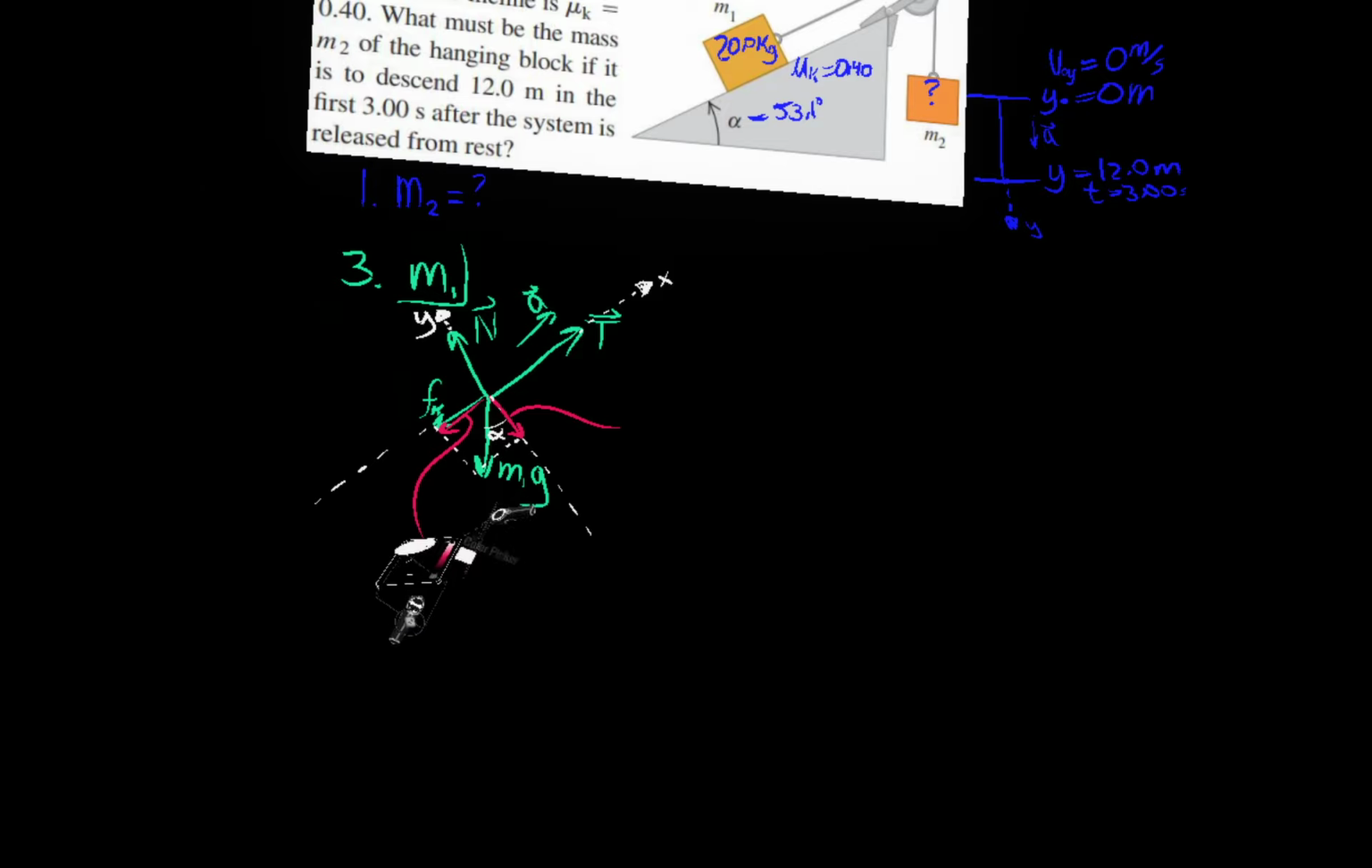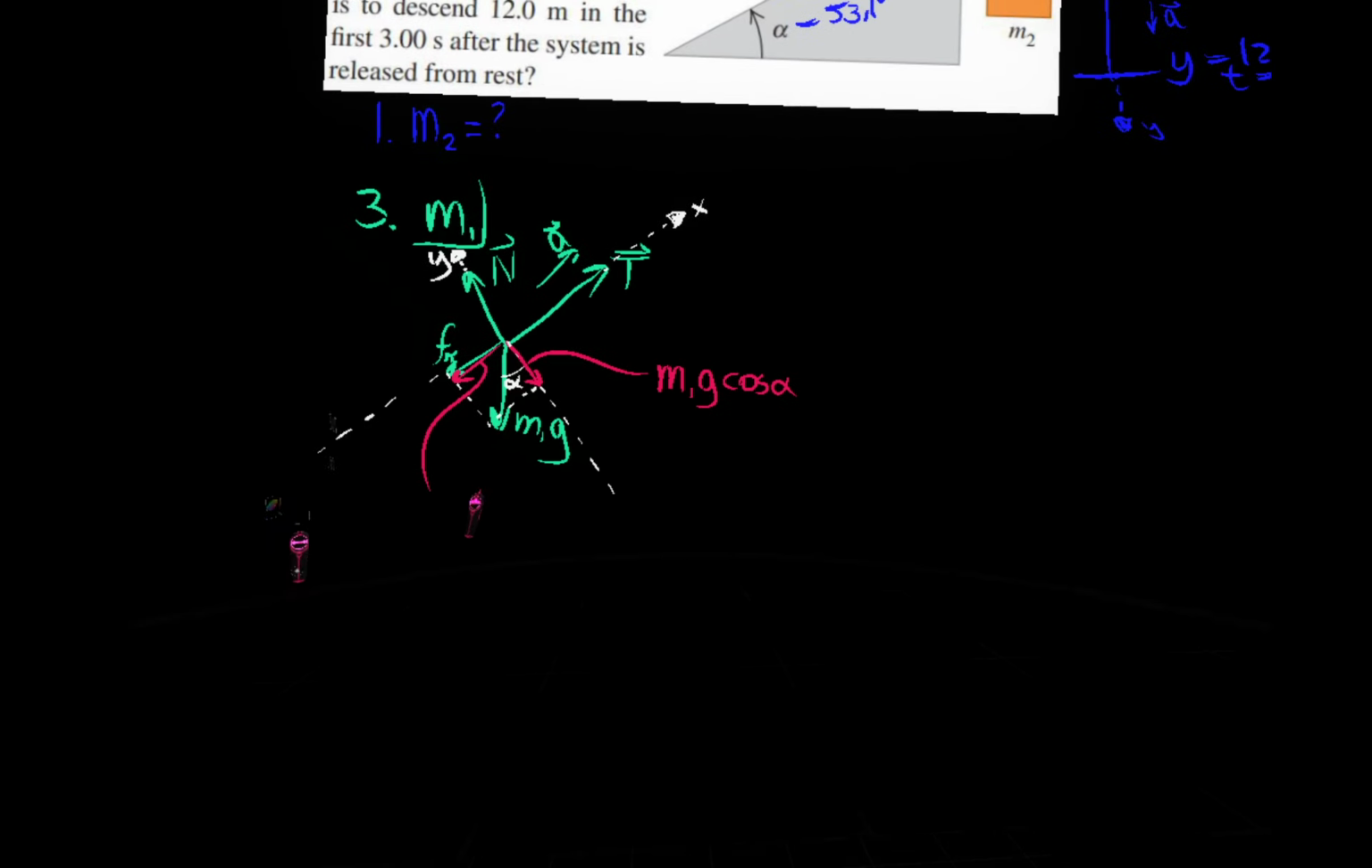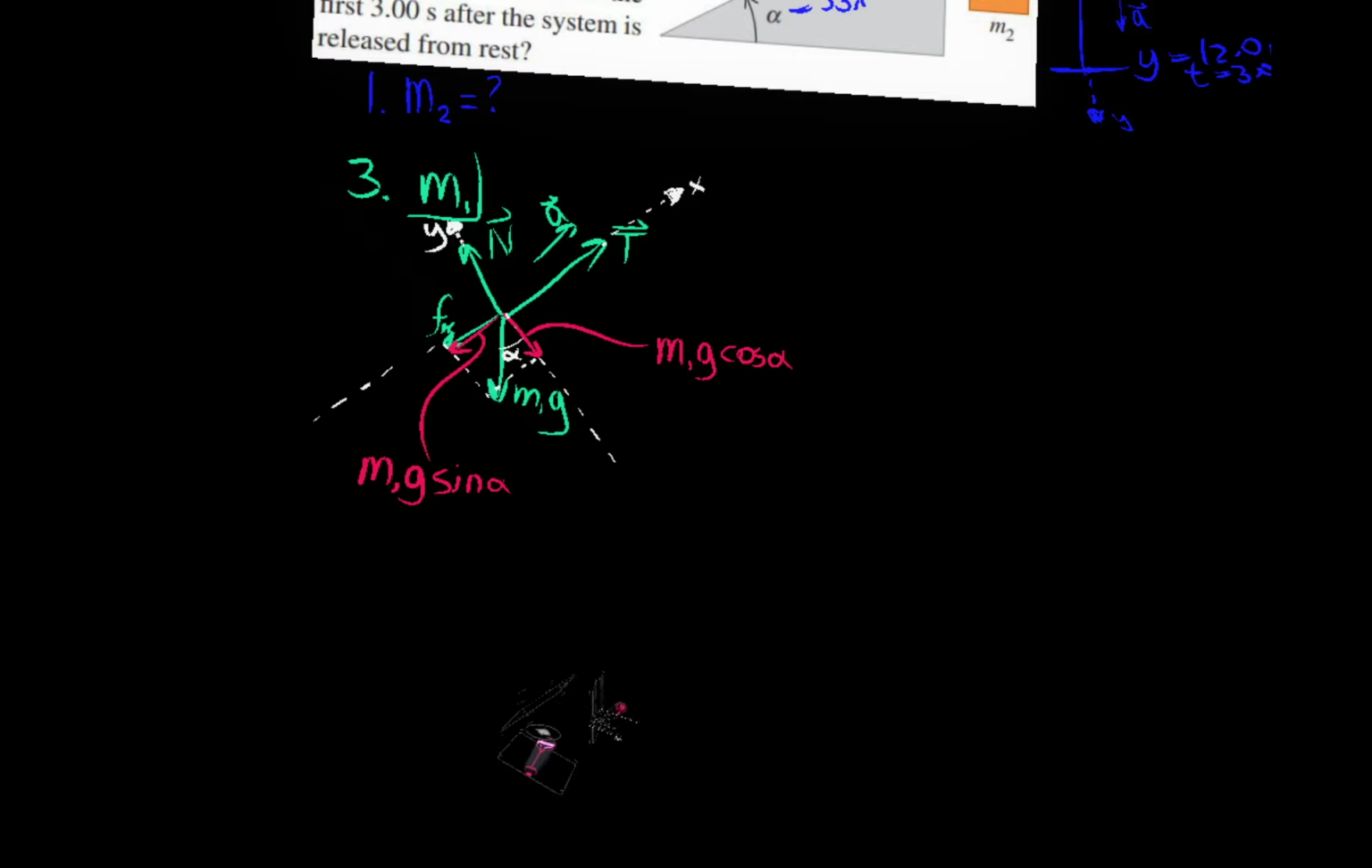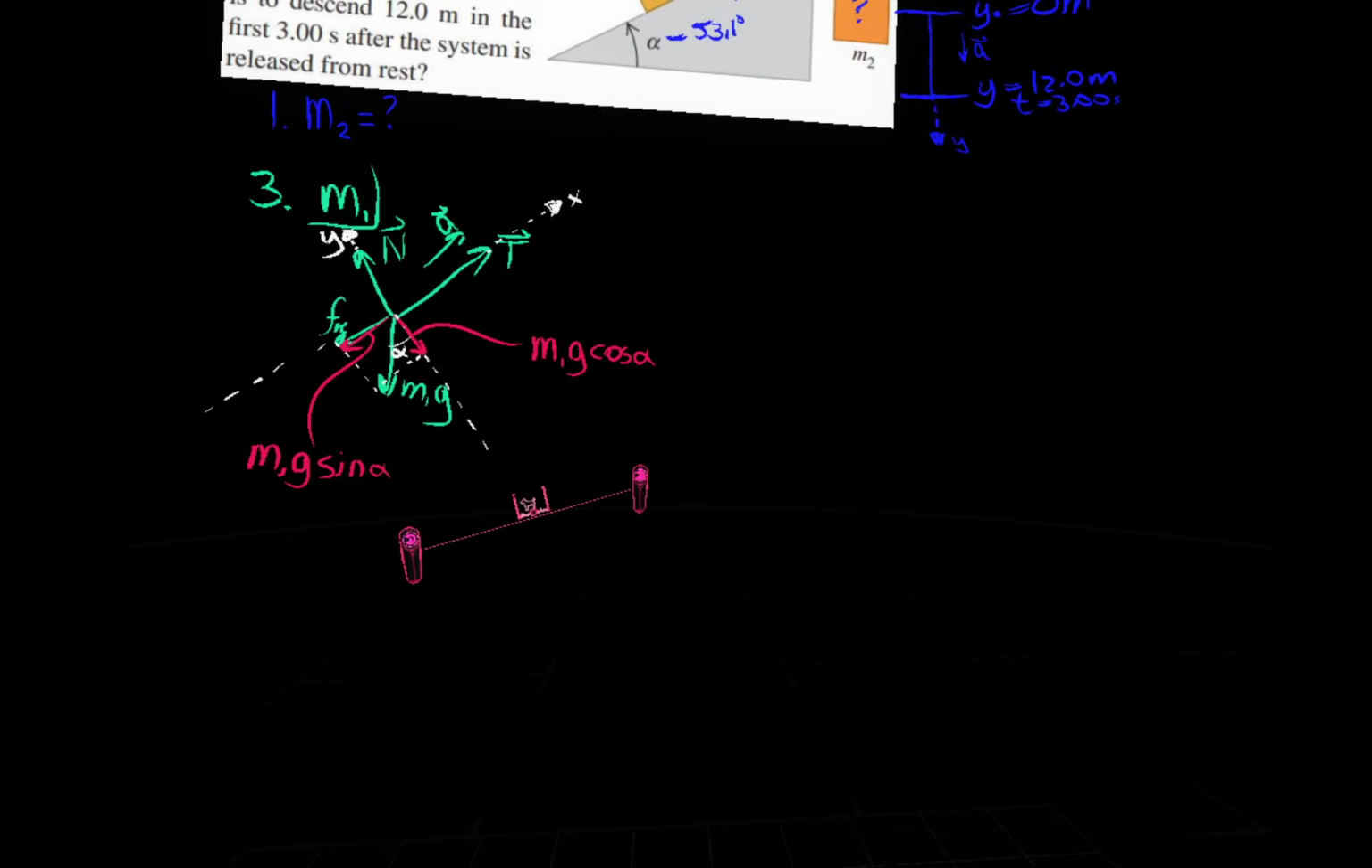So then this must be, it's the one adjacent to it, and this is the hypotenuse. So this must be m1g cosine alpha. And this must be m1g sine alpha. One is cosine, the other one's sine, right? Because they're 90-degree angles, they're different components. All right, so that's for m1.